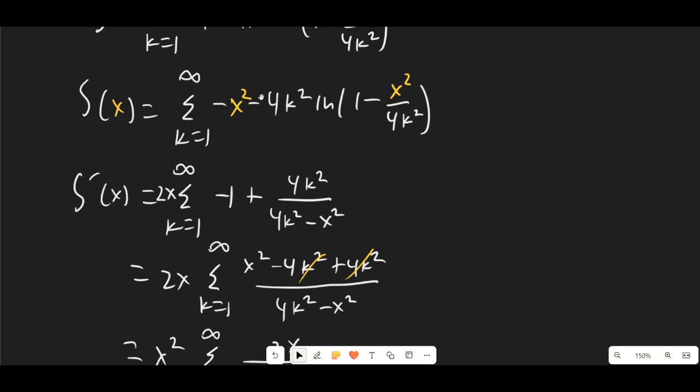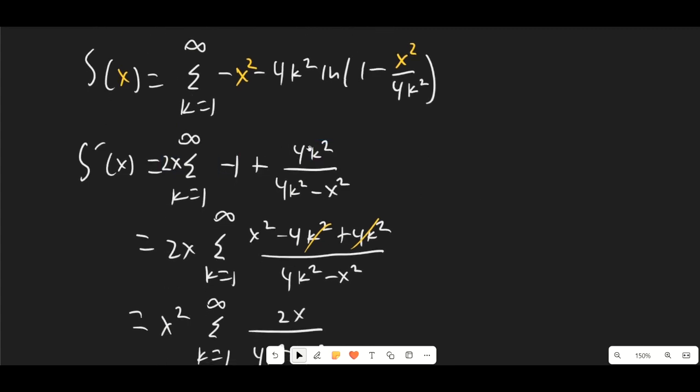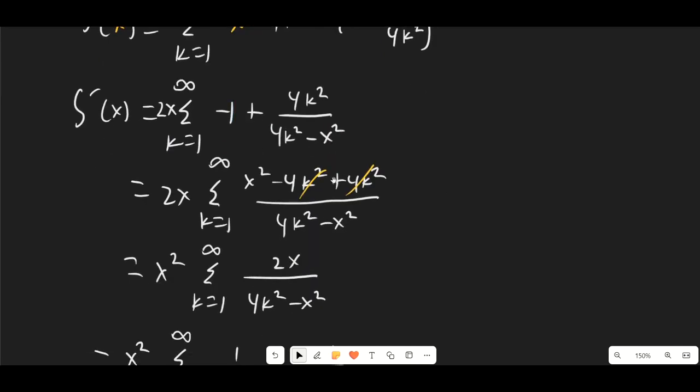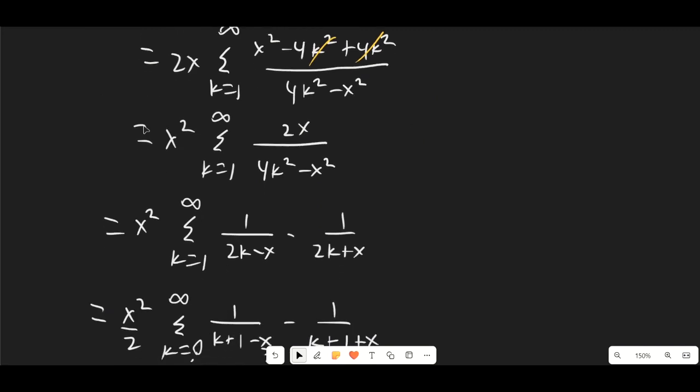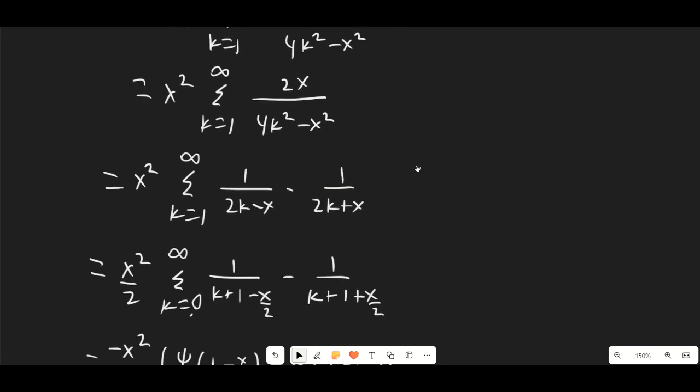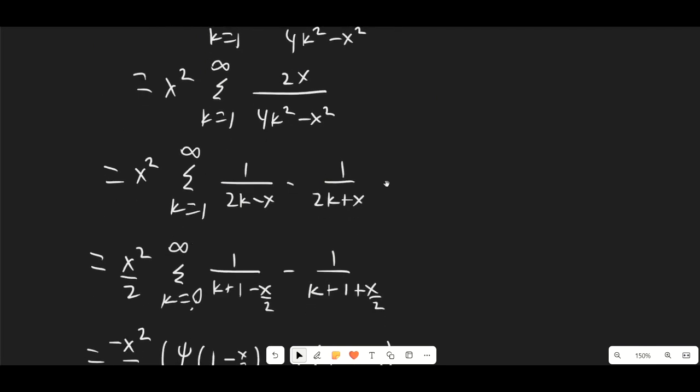So we differentiate, we bring the 2x to the outside, and we get (-1 + 4k^2)/(4k^2 - x^2). Then we go ahead and put this all over a common denominator, and we get x squared times the sum from k equals 1 to infinity of 2x over (4k^2 - x^2). Partial fractions right here. Very, very straightforward.